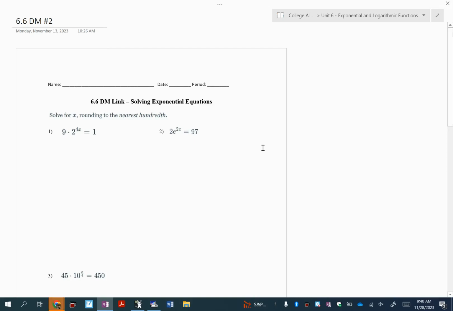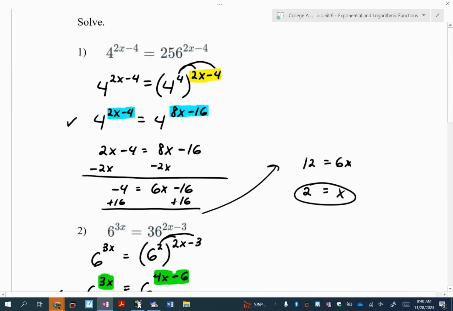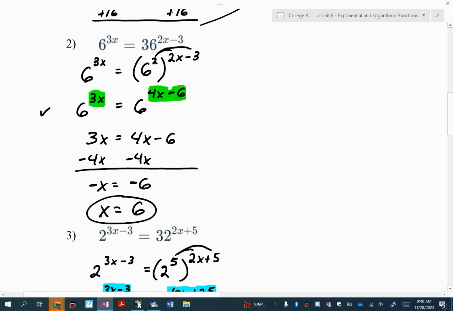In this video, we're going to go over how to solve exponential equations when you're unable to rewrite the bases. Let me show you what we did before break. If you take a look at number 1, do you see how we rewrote 256 with the same base of 4? Then in number 2, we rewrote 36 with the same base of 6.